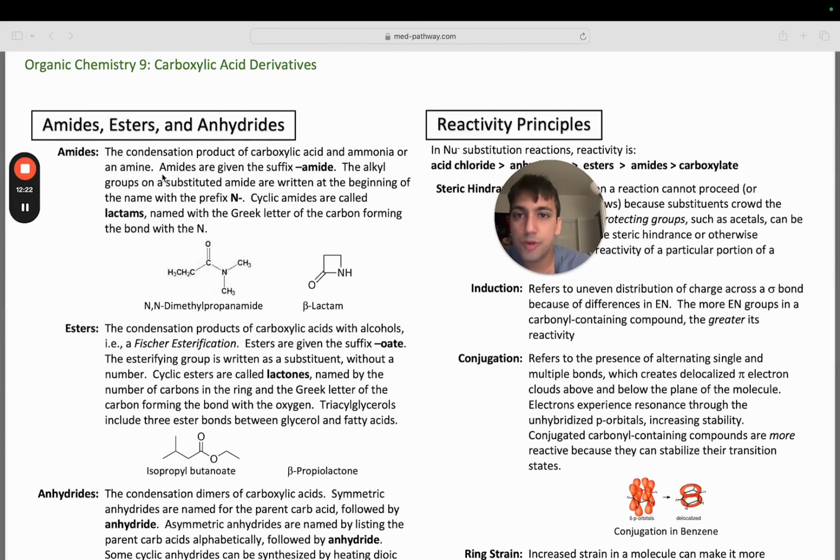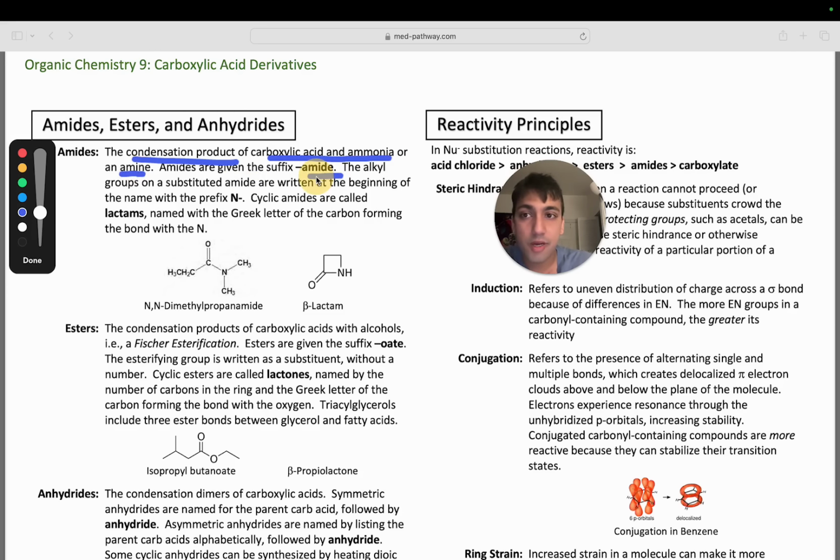Okay, amides is what we were talking about previously. Amides are also pretty important for your MCAT. Amides are when you have condensation products of carboxylic acids and ammonia or amines. Amides are given the suffix amide, and the alkyl groups on the substituted amide are written at the beginning of the name with a prefix of N. So cyclic amides are called lactams. That's what I was telling you with the beta-lactam antibiotics, and they're given the Greek letter of the carbon forming the bond with the N.